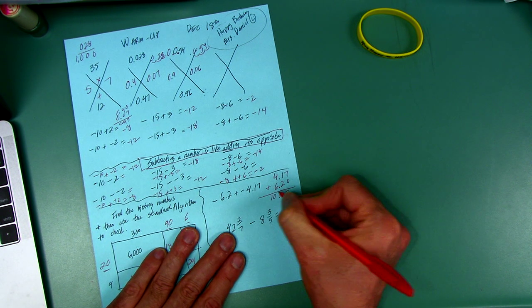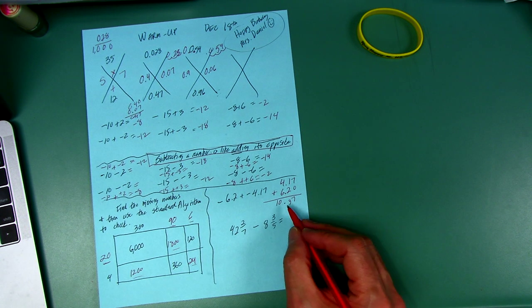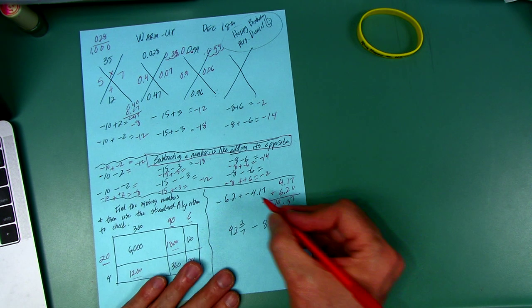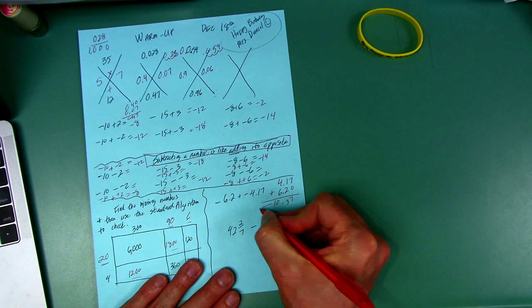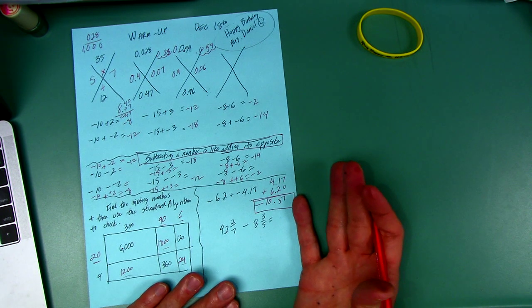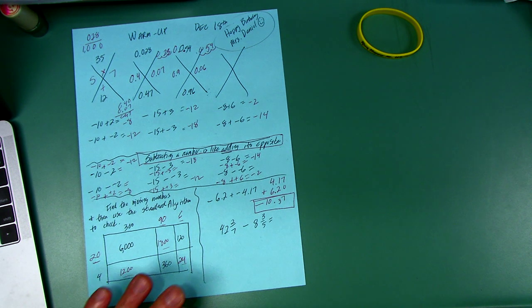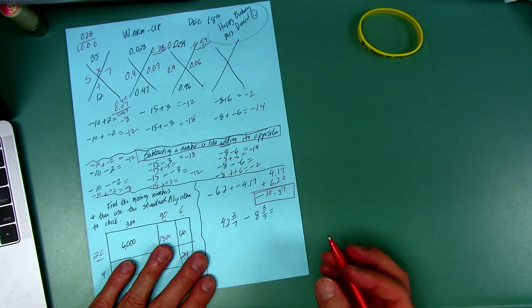So, 4 and 17/100 and 6 and 2/10 adds to 10 and 37/100, but both these were negative, so my answer is going to be negative. If one was negative, one was positive, then I would be subtracting, and whichever one was farther from 0 would get the sign, negative or positive.